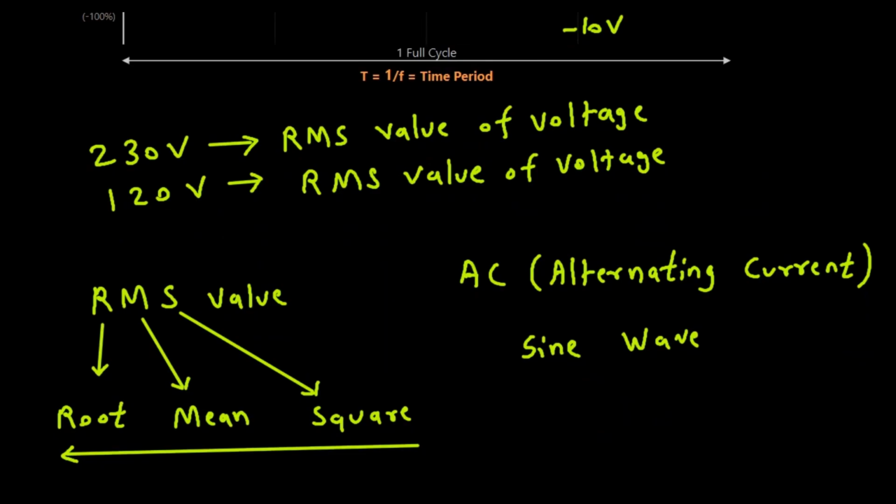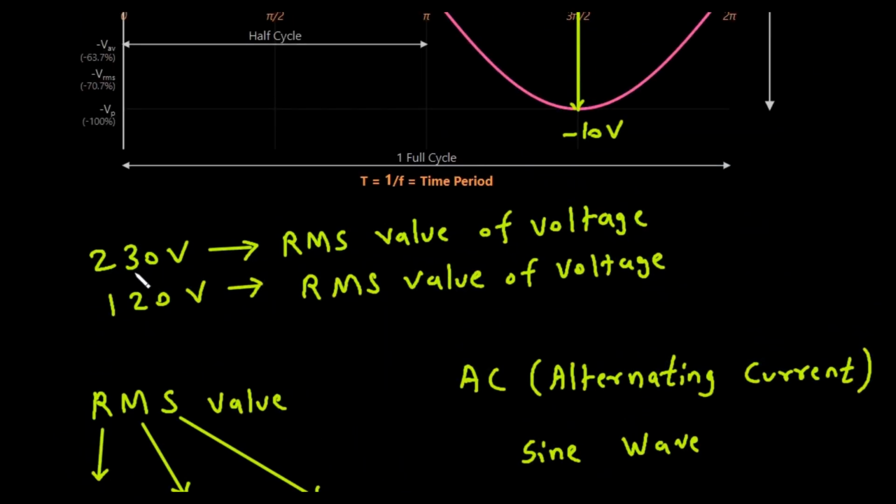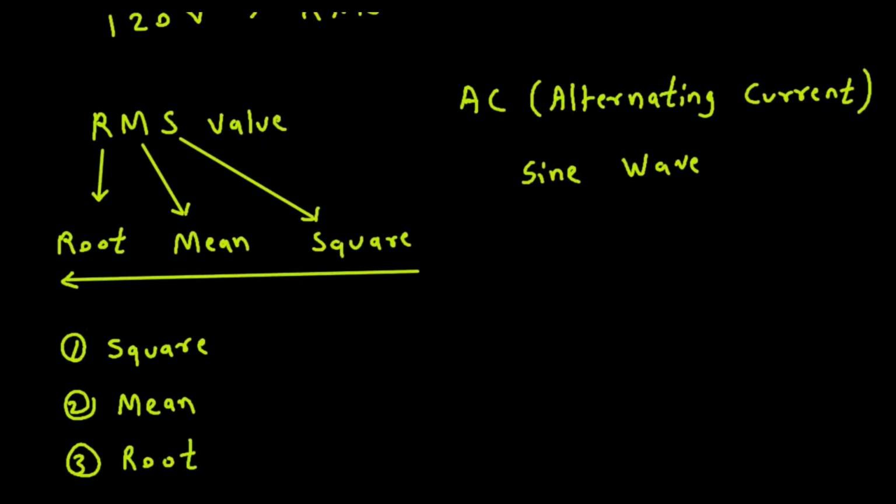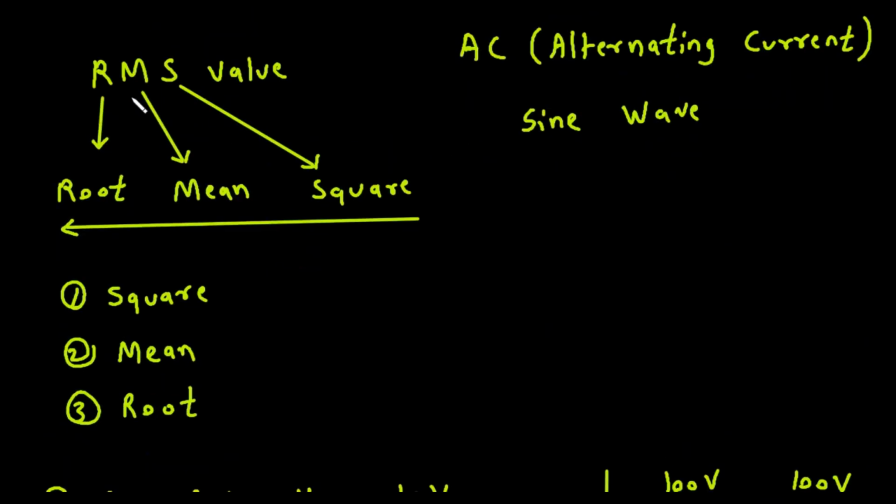Now we see that values like 230 volt or 120 volt are the RMS value of voltage. Remember that.